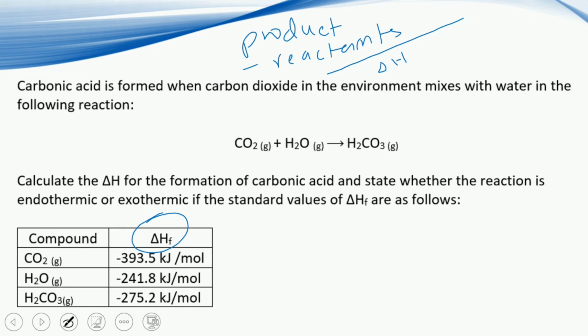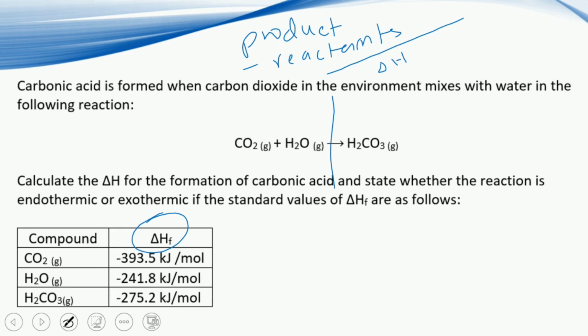So in this question, we're being asked to calculate the delta H for the formation of carbonic acid and state whether the reaction is endothermic or exothermic. So here we're looking at two different answers, right? What's the delta H, and also is this endothermic or exothermic? So let's do this. First, figure out how much is the total for your reactants and what is your total for the products.